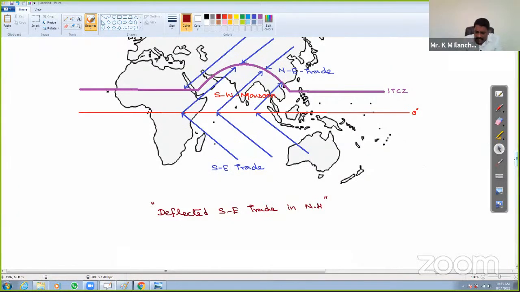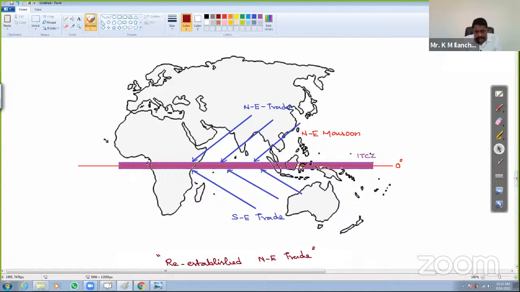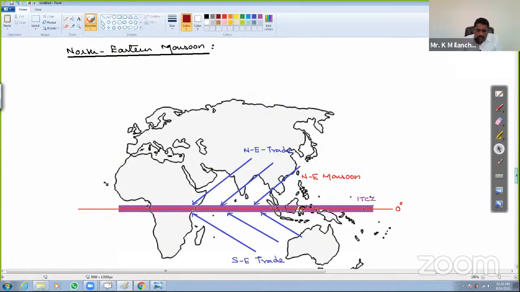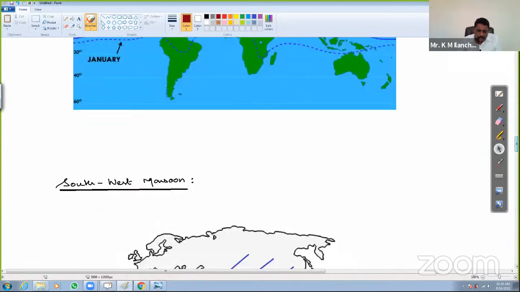Once it gets re-established over the Indian landmass, that condition you call as what? Northeastern monsoon. So the northeastern monsoon is a normal condition. Southwest monsoon is a reversed condition. Correct? Right, my dear friends. So this is all about the monsoon as a mechanism. Okay. So what is monsoon?